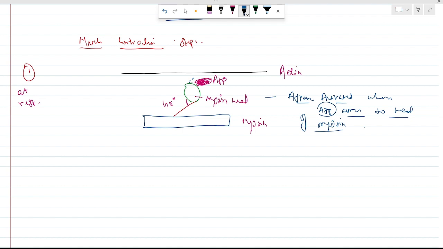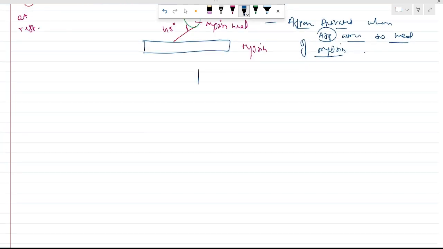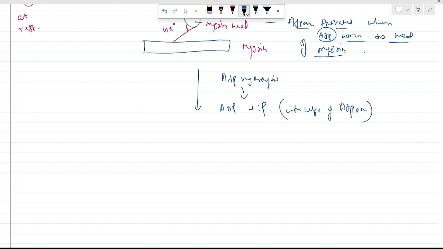Now as ATP reaches the ATPase, obviously there will be ATP hydrolysis. What will it produce? ADP. From triphosphate to diphosphate, along with an inorganic phosphate, released with the help of ATPase. ATPase releases adenosine diphosphate along with an inorganic phosphate. This is our first step at rest. The second step we'll see again.